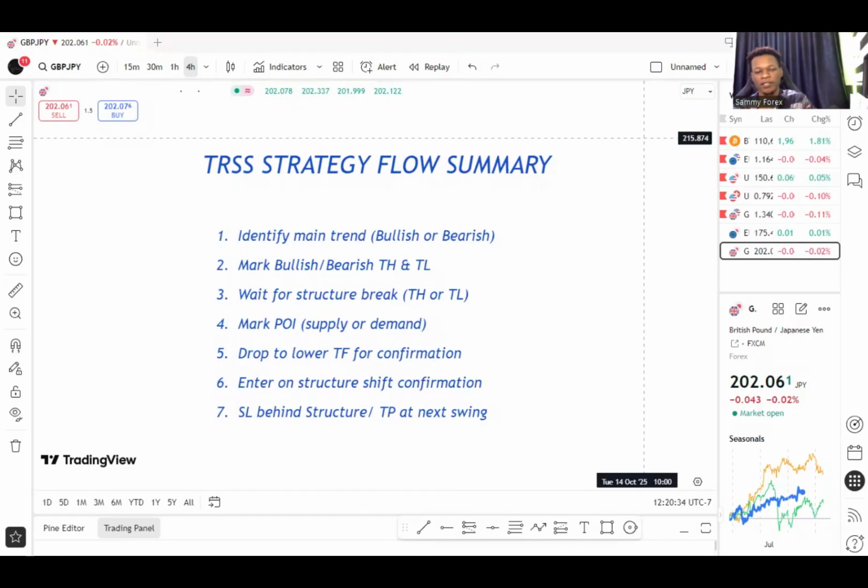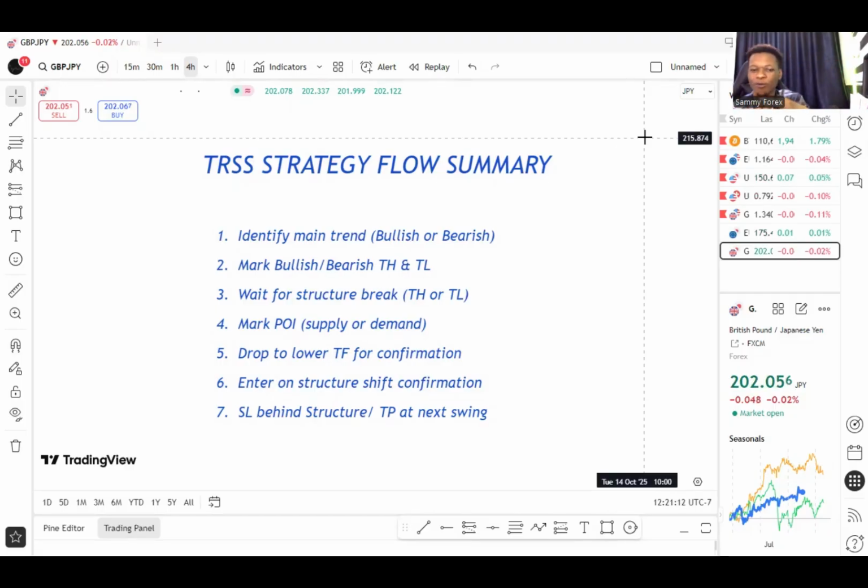And here is the TRSS flow summary. First of all, you identify your main trend, either bullish or bearish, from your higher time frame, 4 hours time frame or your daily time frame. You mark out your bullish or bearish trend highs or trend lows. You wait for your structure breaks, and you mark out your POI, which is your supply zone or your demand zone. Drop down to a lower time frame for confirmation, like I told you earlier, your 15 minutes time frame, your 30 minutes time frame, or your 5 minutes time frame.